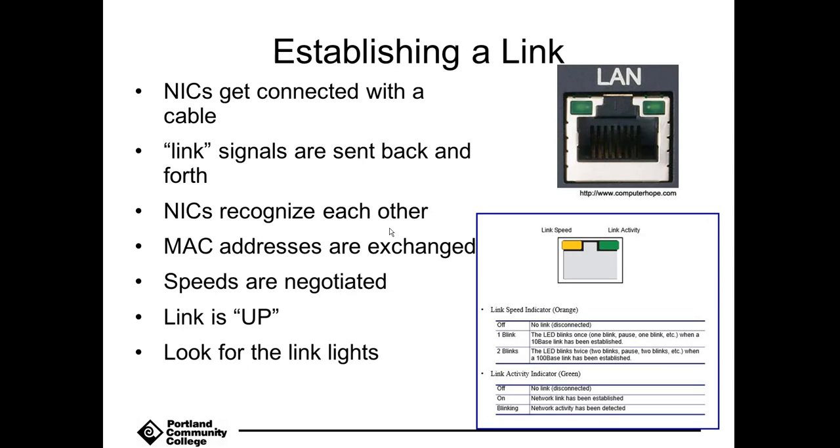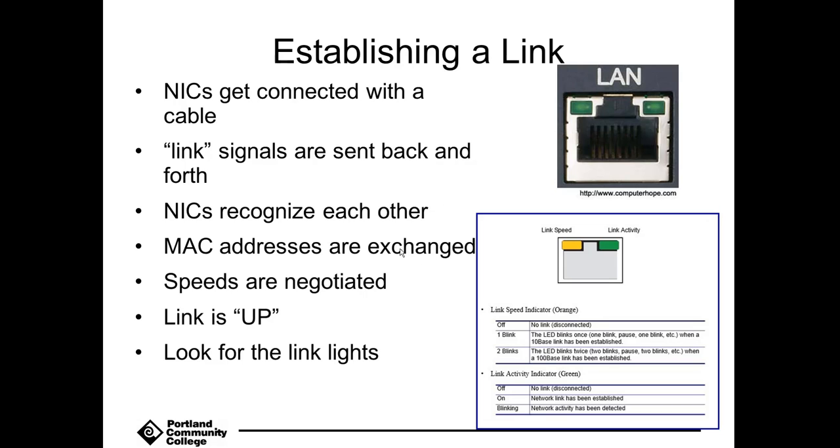Now, when you have two NICs, or two network devices, establishing a link. So we take our computer and we plug it into the wall. It has to establish a link with the switch that's sitting in the wiring closet. So the NICs get connected with a cable. There's some circuitry in there that detects that something is plugged in, and link signals are sent back and forth. There's no data in this. There's no web page data. It's just a link. Well, actually, quite a few link signals. The NICs recognize that there's a legitimate Ethernet networking device plugged in on the other end of the cable.